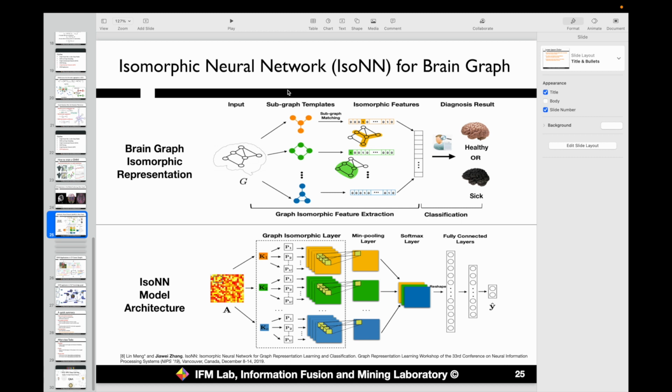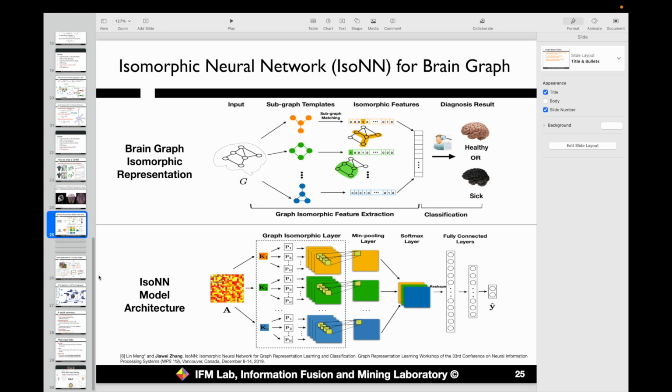However, here in our work, we propose another model. It's called ISONN. So we try to learn some isomorphic features of the input graph, and based on these features, we can further classify the brain graph into either healthy or sick, to denote the potential diseases that may exist in the patient's brain. And in the bottom part, we also illustrate the detailed architecture of the model as well, to learn the representation of different parts of the input graph, and also learn the classification result from the features we extract.